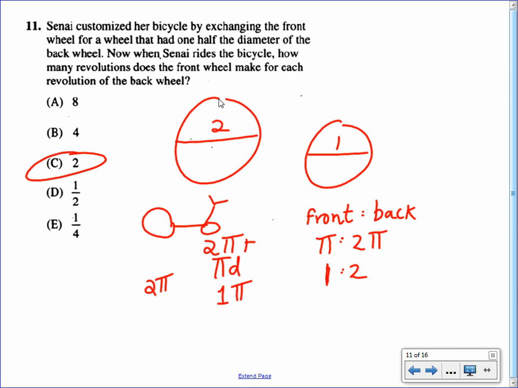So the most common incorrect answer for this one is D. The way you can avoid D is just think about it logically. If this front wheel is smaller, then it's not going to have to do fewer revolutions than the larger back wheel. It'll have to do more. So once you have it down to pi to 2 pi, then you just have to use some logic to think about the relationship between those revolutions that need to be made.